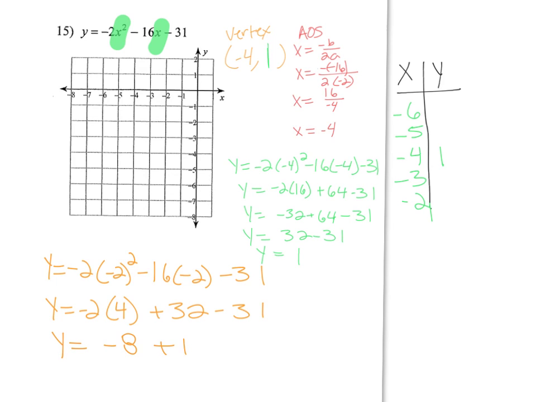I'm going to do plus 1. So we get y equals -7. That was there, and it would be symmetrical over there. Now what I'm going to do next is the -3 value.